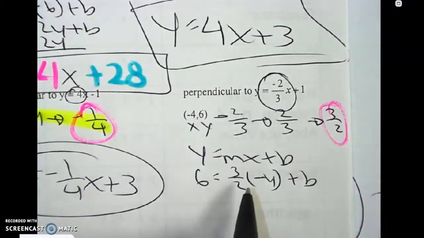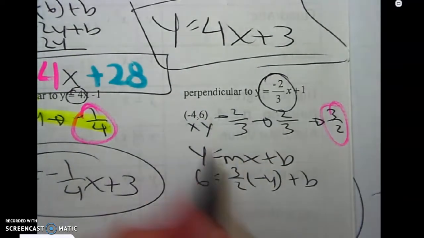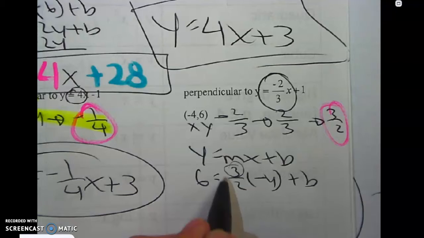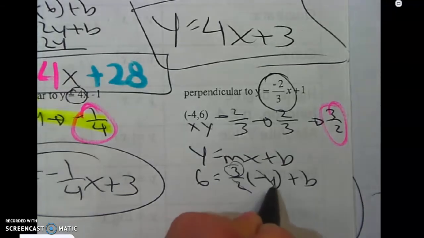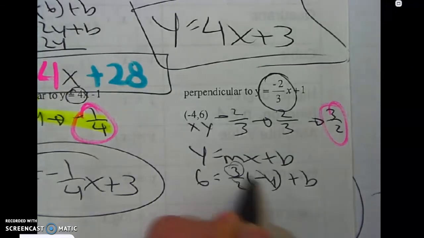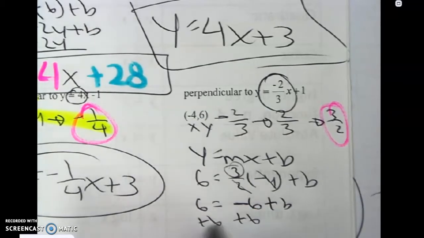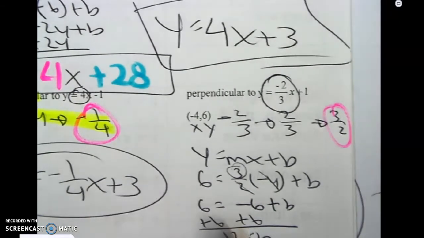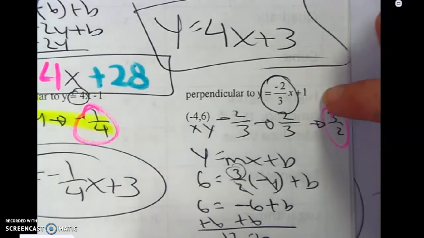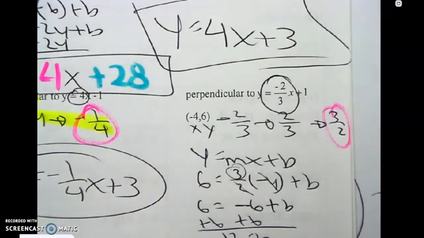This is a more complex fraction. I did tell you to just divide. However, it's a little bit different because there's a 3 on top. So 2 goes into 4 2 times. 3 times negative 2 is negative 6. Plus 6. 12 equals b. Y equals 3/2 x plus 12. There's my b.